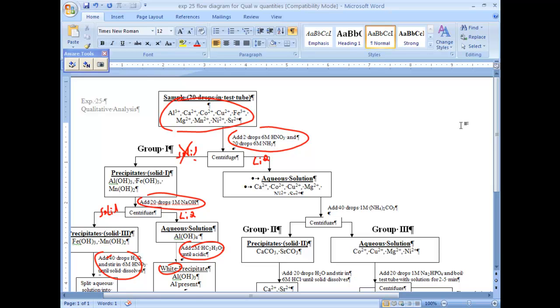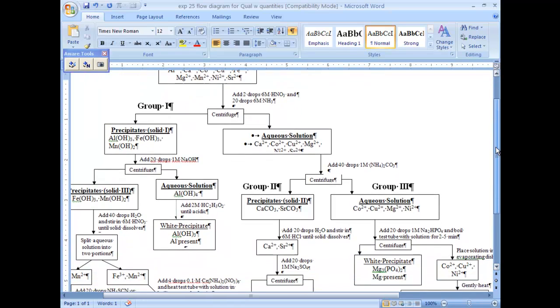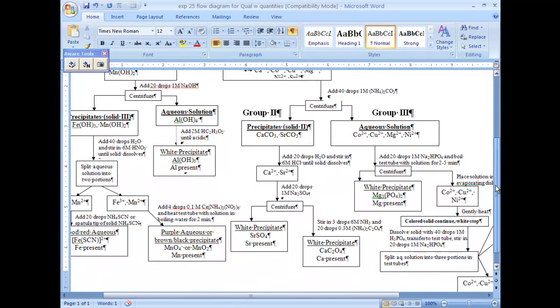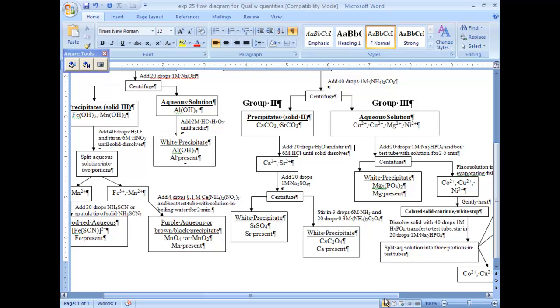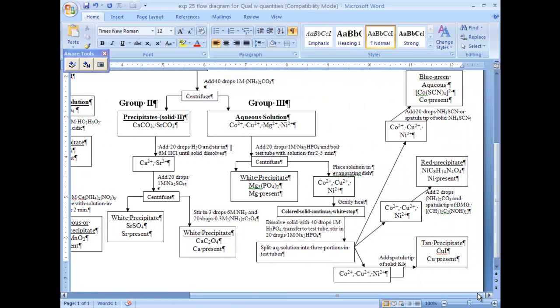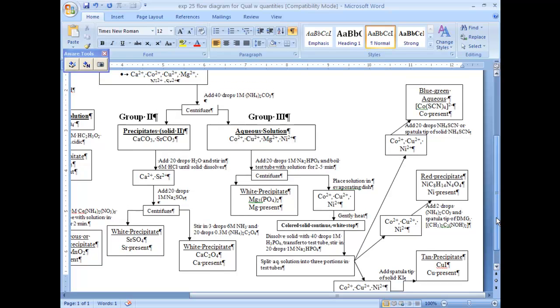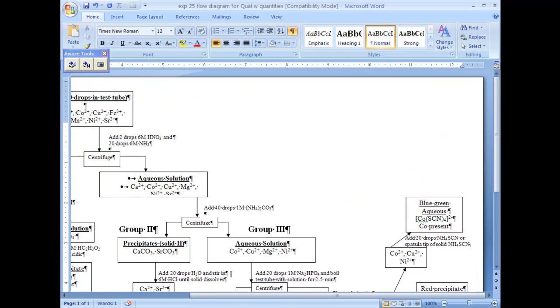As I said, you're going to go through this process in this diagram and keep going until you figure out which metals you have in your solution. It could be anywhere from 1 to 5 different types of metals. You must do the complete known set for this experiment, and you also must bring this diagram to the lab.